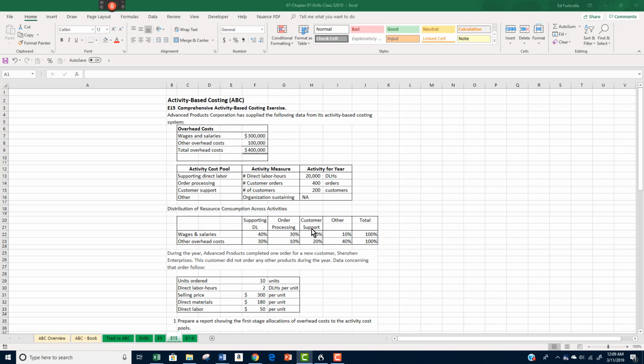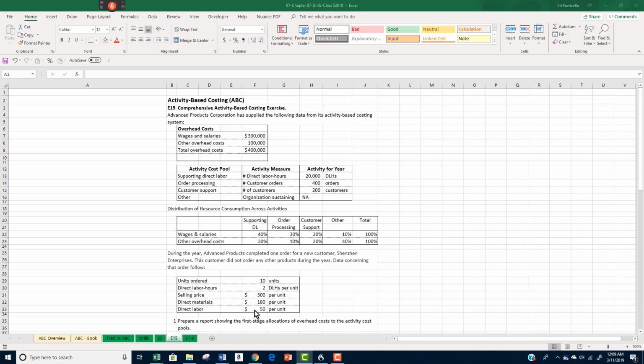Now, during the year, it says Advanced Products completed one order for a new customer. So they give us Shenzhen Enterprises as our customer. And with that customer, you see that they ordered 10 units. Direct labor hours to do this was 2. The selling price is $300 a unit. Direct materials are $180 per unit. Direct labor, $50 per unit.